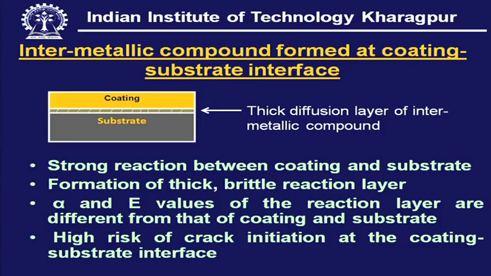Intermetallic compound formed at the coating substrate interface. This is promoted by a strong affinity of the coating towards the substrate surface. Now, in this case, what happens is a brittle phase may form as a result of dissolution of the coating and the substrate from the two sides, and this layer is quite different in its characteristics with respect to either the coating or the substrate. It can be very brittle, and its coefficient of thermal expansion may differ widely in comparison to that of the coating and the substrate. Not only that, the Young modulus is also quite different from that of the coating or the substrate.